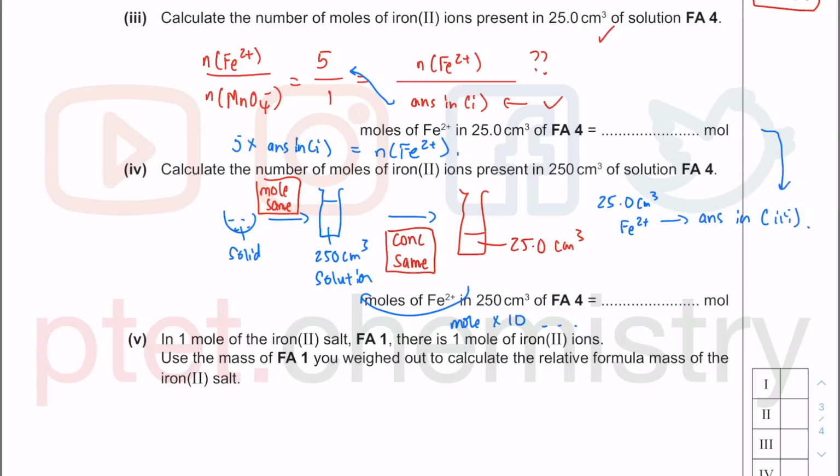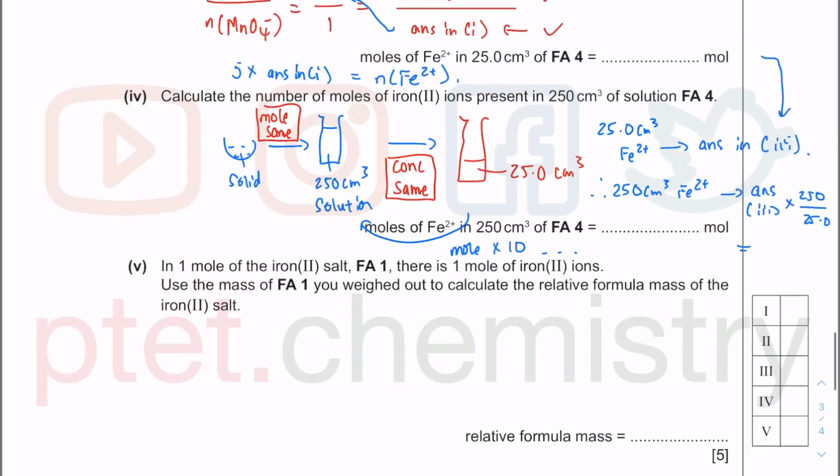So here, the mole of iron 2 plus in 25.0 cm cube. Therefore, in 250 cm cube of the iron 2 plus, my factor will be the answer in part 3 multiplied by 250 over 25.0. You will get 10 times bigger answer. But of course it's not always 250 into 25. Sometimes it's 100 cm cube into 25. So make sure you know how to do the direct proportions.